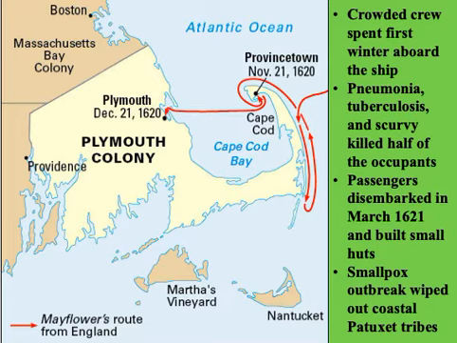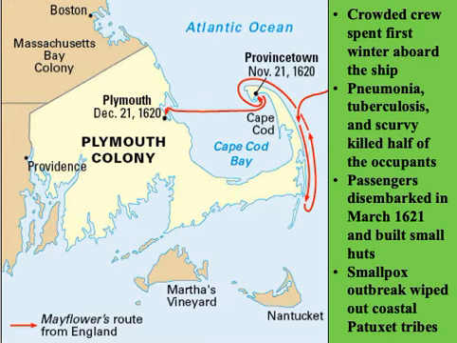This crowded crew spends the first winter, a very cold winter, aboard the ship. They arrive too late to really settle or to grow anything, so they spend this miserable several months aboard the ship. Pneumonia, tuberculosis, and scurvy are going to kill half of the occupants. Eventually, they are able to get off the ship in March of 1621 and build some small huts, originally at Provincetown, but eventually move inland with the protection of the Cape against high tides and settle in a settlement that they call Plymouth after one of their hometowns.